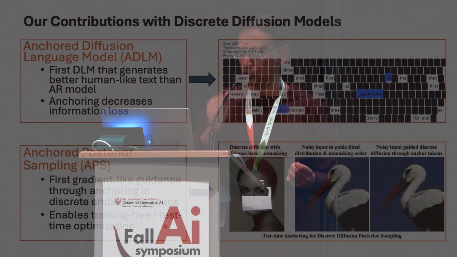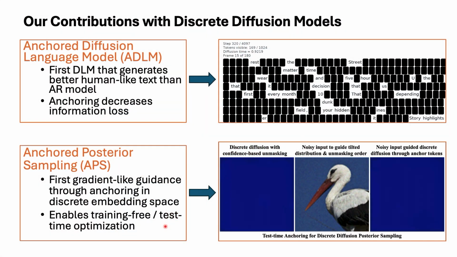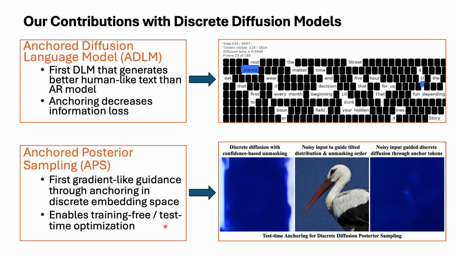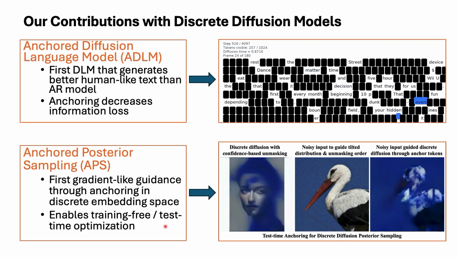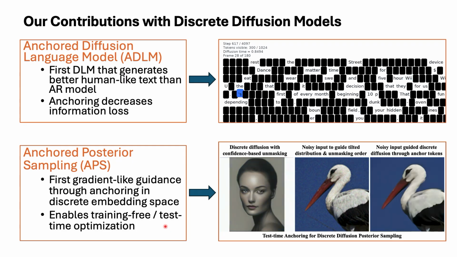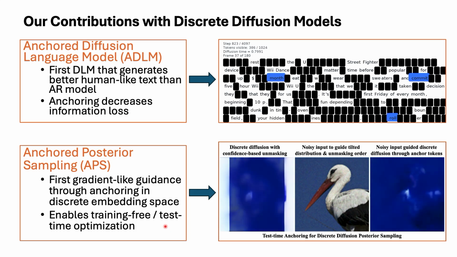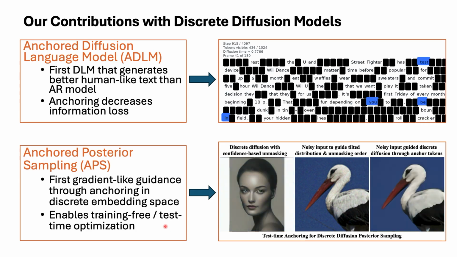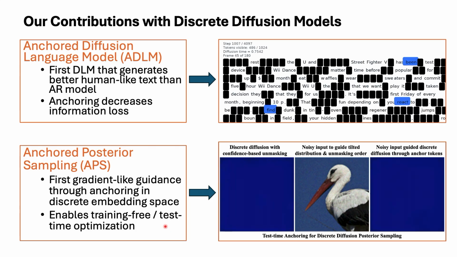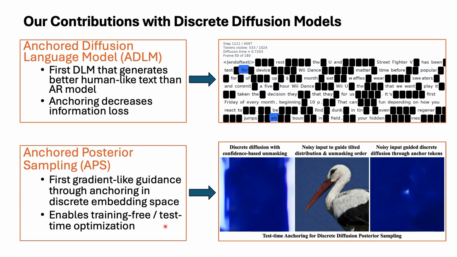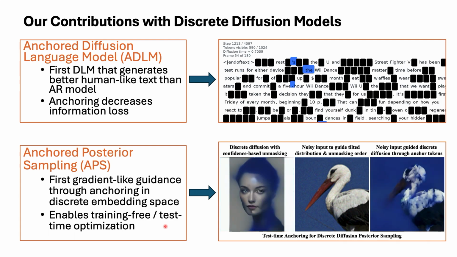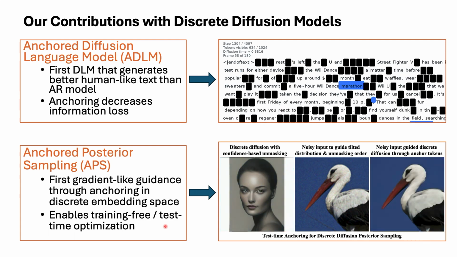So in today's talk, I'll talk about the anchored diffusion language model, but there are 2 ways you can do anchoring. The first is you could use anchors for doing discrete diffusion models. And the ADLM, which I'm going to talk about, is sort of the first DLM that generates better human-like text than autoregressive models at the same scale. And the key idea there is how anchoring decreases this information loss.